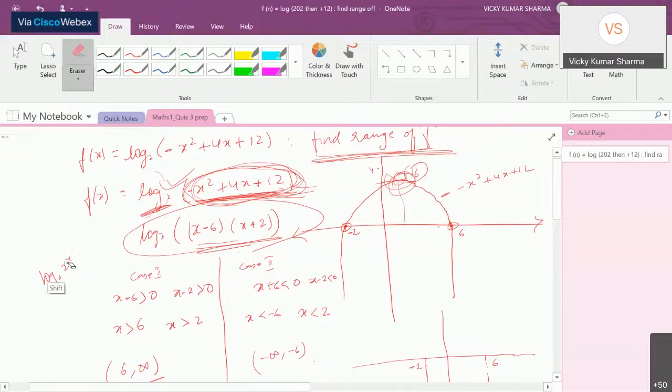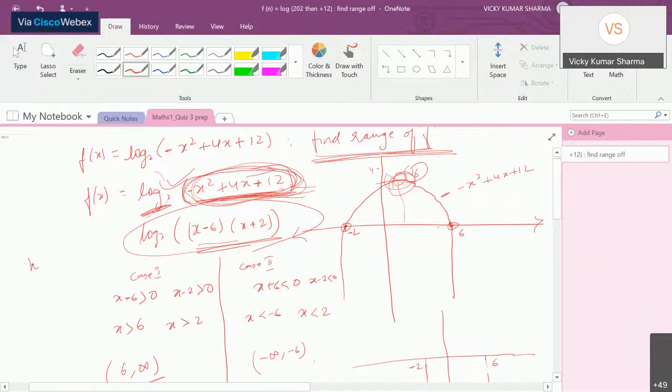No, sir, it will be 16. Sir, I have a difficulty. How come it will be 16? Okay, I'll tell you. Putting x equal to 2: minus 4 plus 8 plus 12. Yes, the square will be minus. Okay. So now we got it as 16.